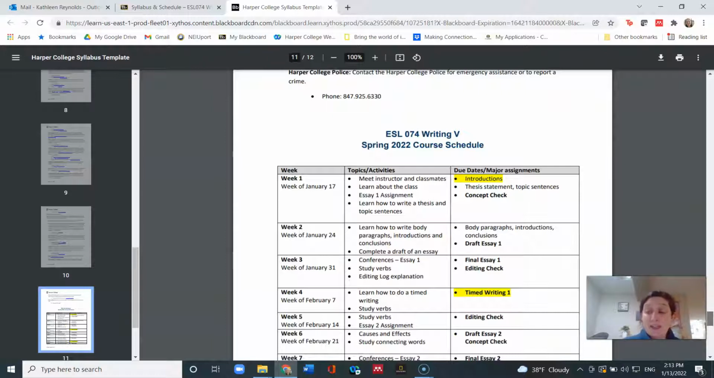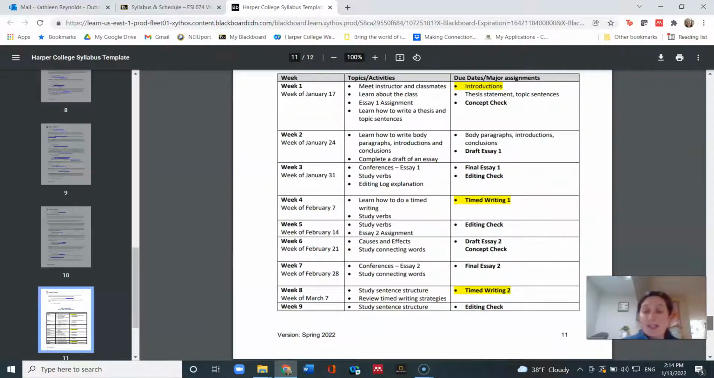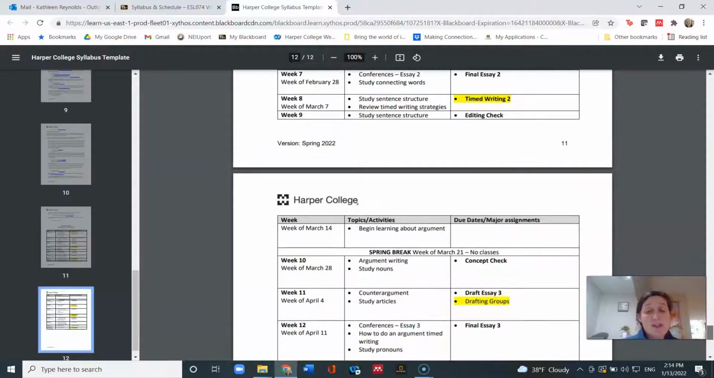Finally, this is the schedule for our class that tells us what we are studying each week and when we have major tests and assignments due. So I will also be posting that information each week on Blackboard. Please notice that spring break is the week of March 21 and we won't have any classes that week.